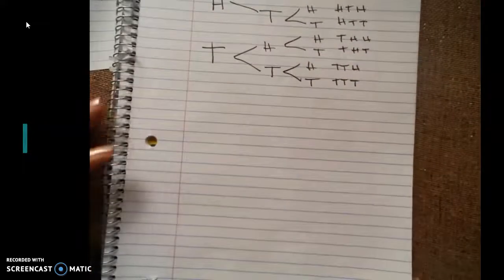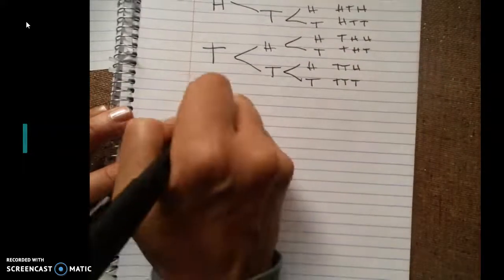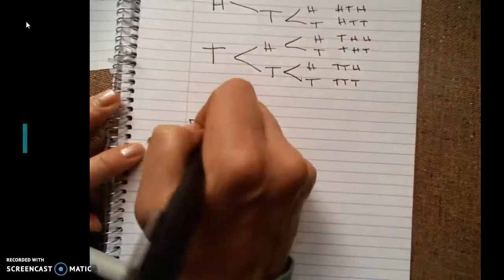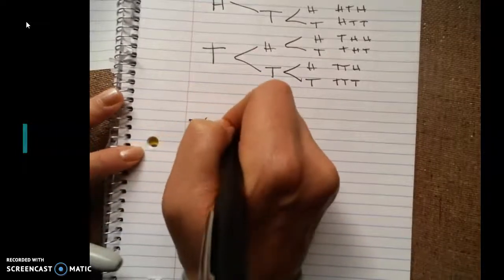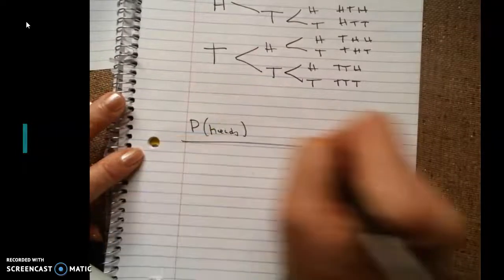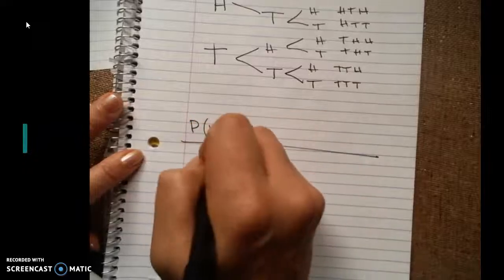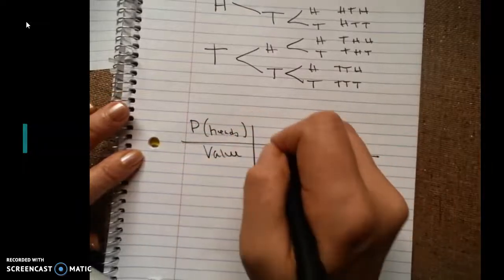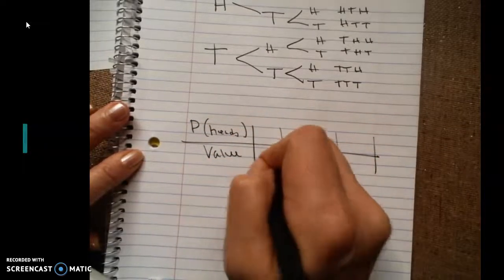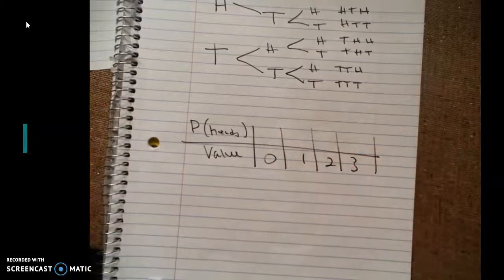Okay, so I'm going to make a chart, and we're focusing on the probability of what? I said heads. So we're going to focus on the probability of getting heads. And our value in this case is the options, right? So I'm going to just make some. We could have 0 heads, 1, 2, or 3. We can't have 4, obviously. We're only flipping the coin 3 times.